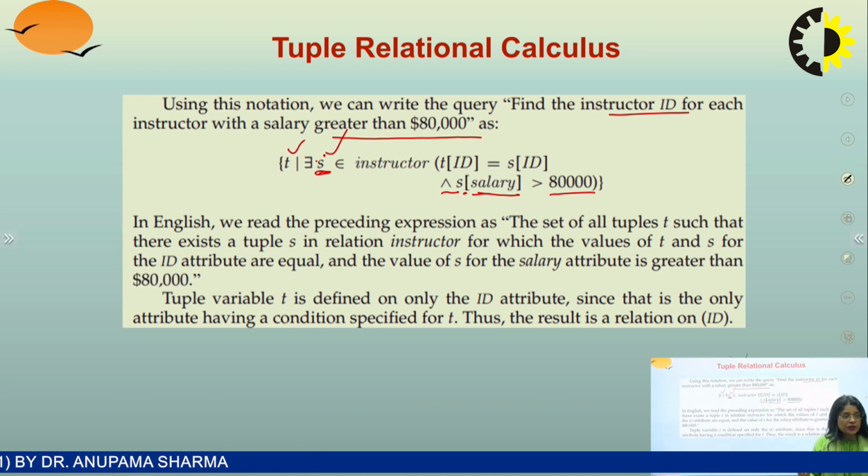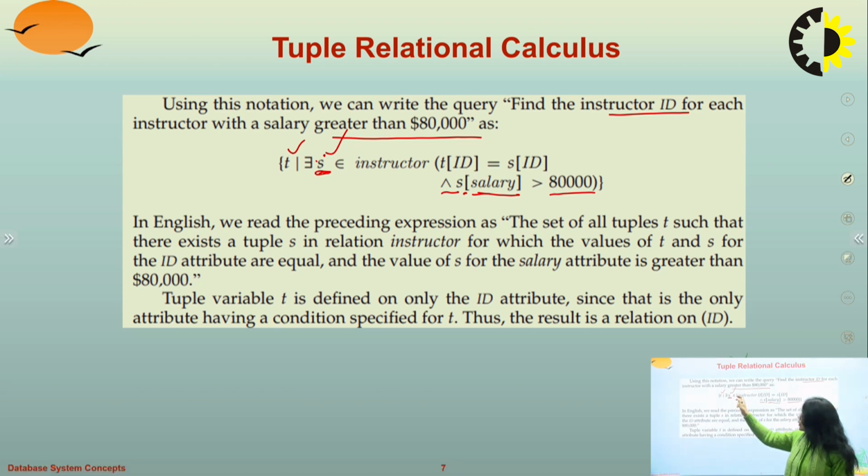Why are 2 tuple variables required? Students, listen again. We require this one more tuple variable because we need not find the whole tuple T. We need to find the instructor ID only. That's why we require one more tuple variable. It may be S, it may be V, whatever you can take, right? Okay.